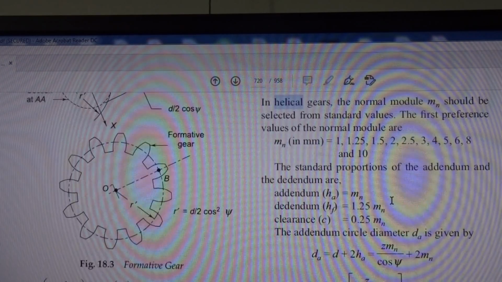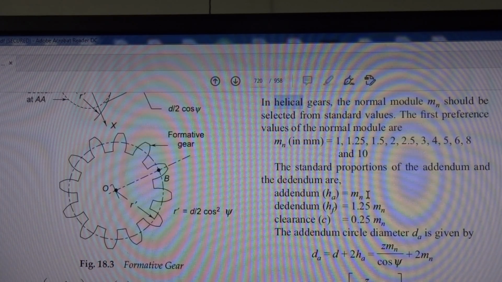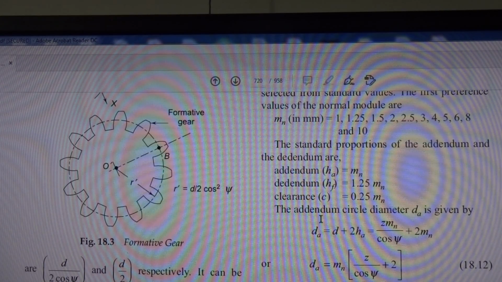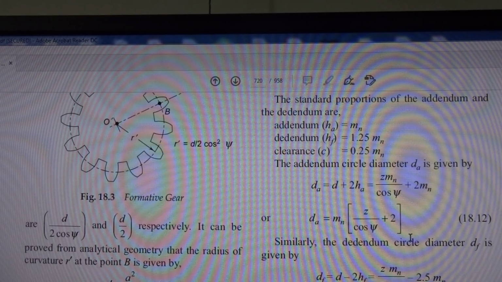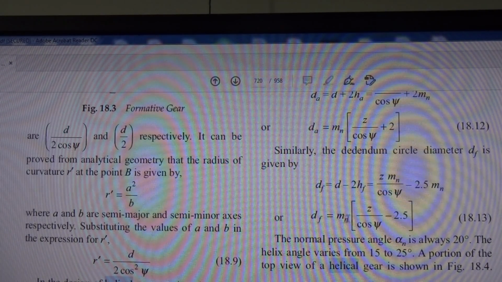Now you can use the module mn. Addendum is equal to mn, dedendum is 1.25 mn, and clearance is 0.25 mn. The addendum circle diameter dA is equal to d plus 2ha, and the dedendum circle diameter dF is equal to d minus 2hf, using these formulas.